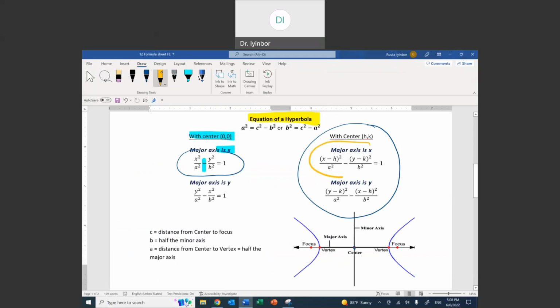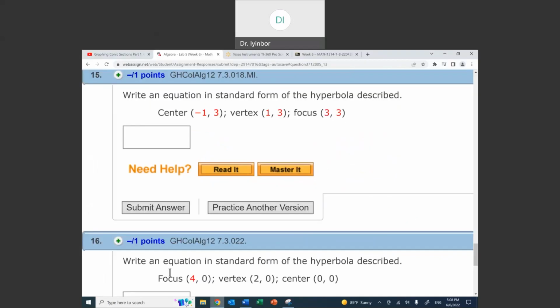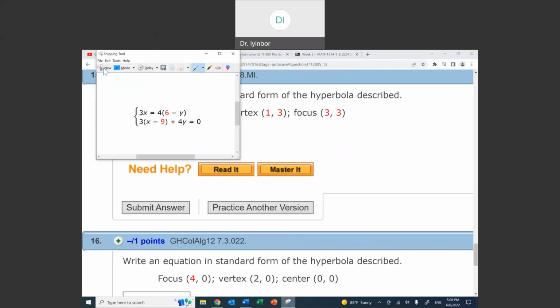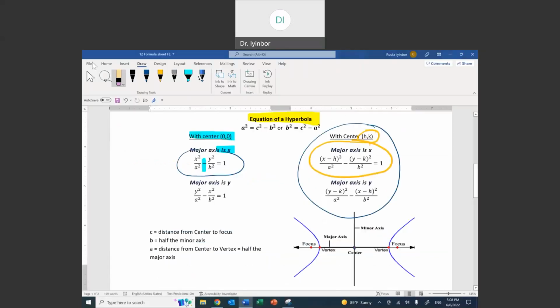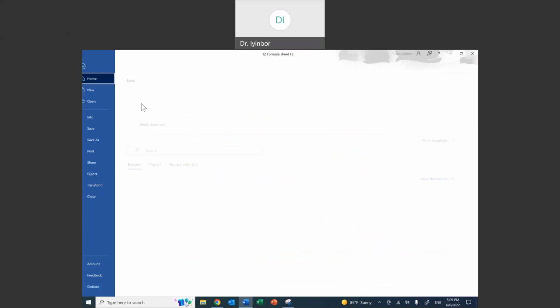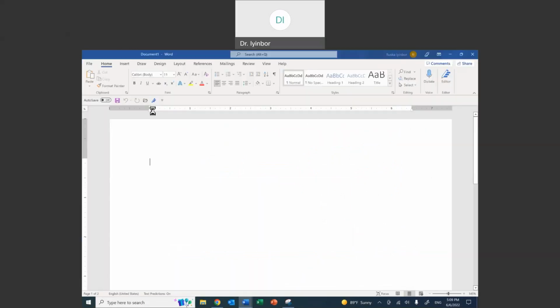Major axis x, center h and k. So from the center, I'm going to put this number here and this number here. So from the center, I'm going to fill out the top. Let's go ahead and start with this. I'm going to screenshot this again so I can put it in a Word file. It's easier that way. And then I'm going to put the answer here. I'm just going to plug this in.